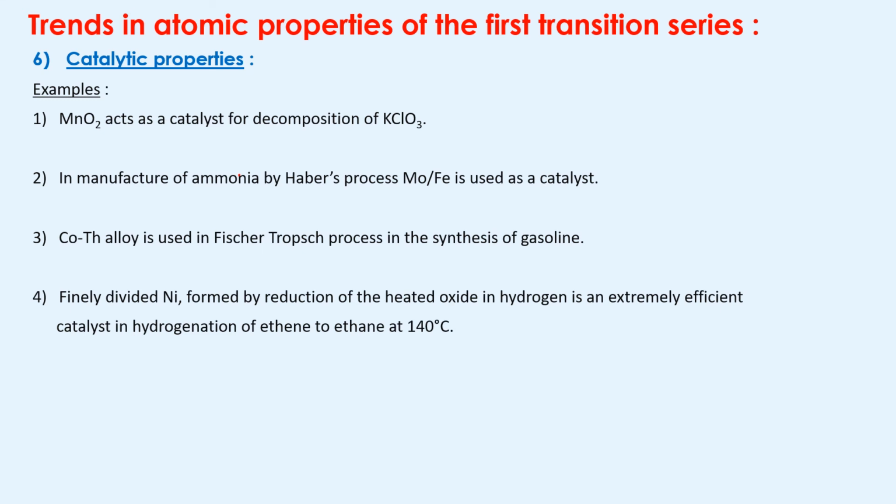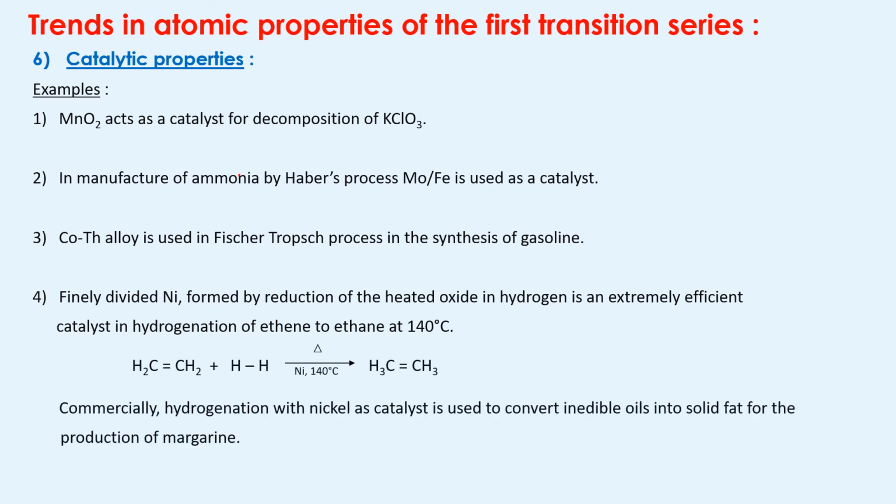Then finely divided nickel. This is formed by reduction of a heated oxide in hydrogen, and is an extremely efficient catalyst in hydrogenation of ethene to ethane. See, when you have ethene with a double bond and you have to reduce it to ethane, at that time we use finely divided nickel. The reaction is ethene plus hydrogen, you require 140 degrees as the temperature, and the catalyst is finely divided nickel. You get ethane from that. Commercially, hydrogenation with nickel as a catalyst is used to convert inedible oil into solid fat for production of margarine.